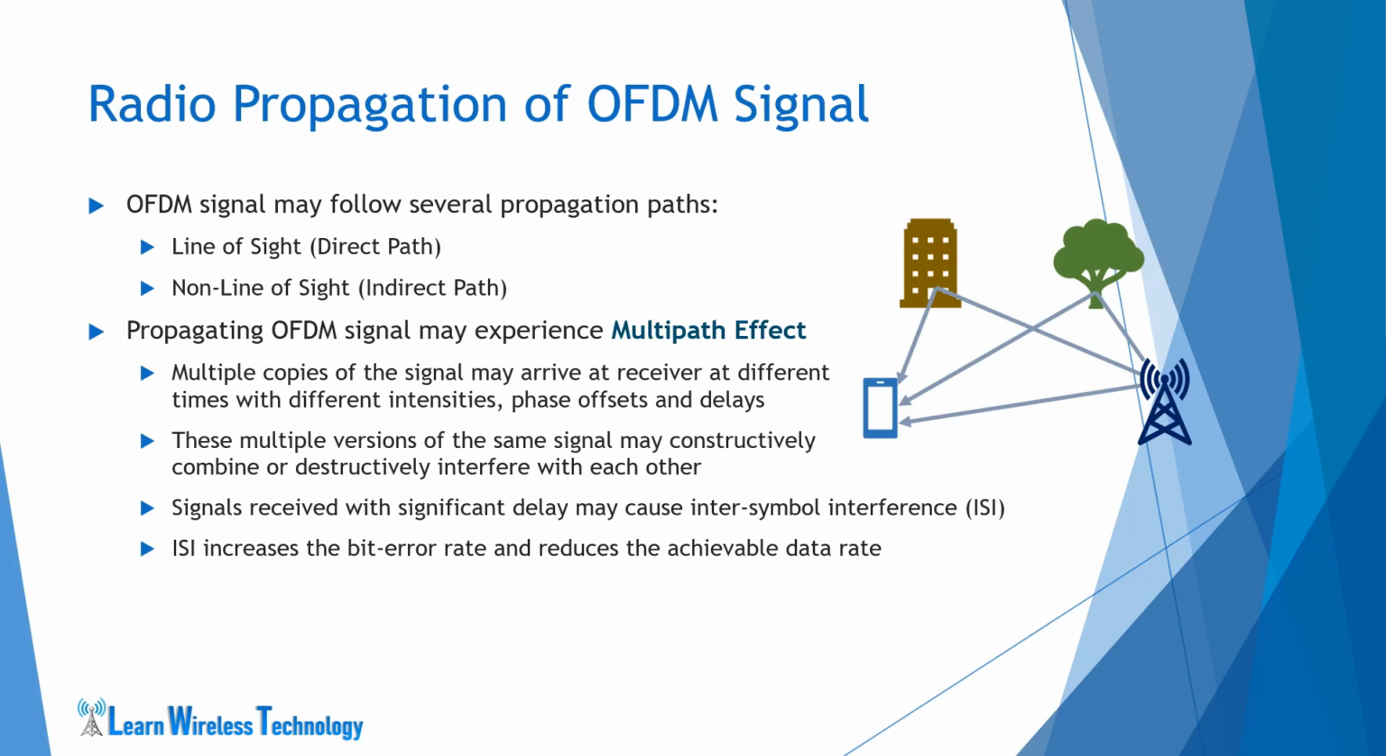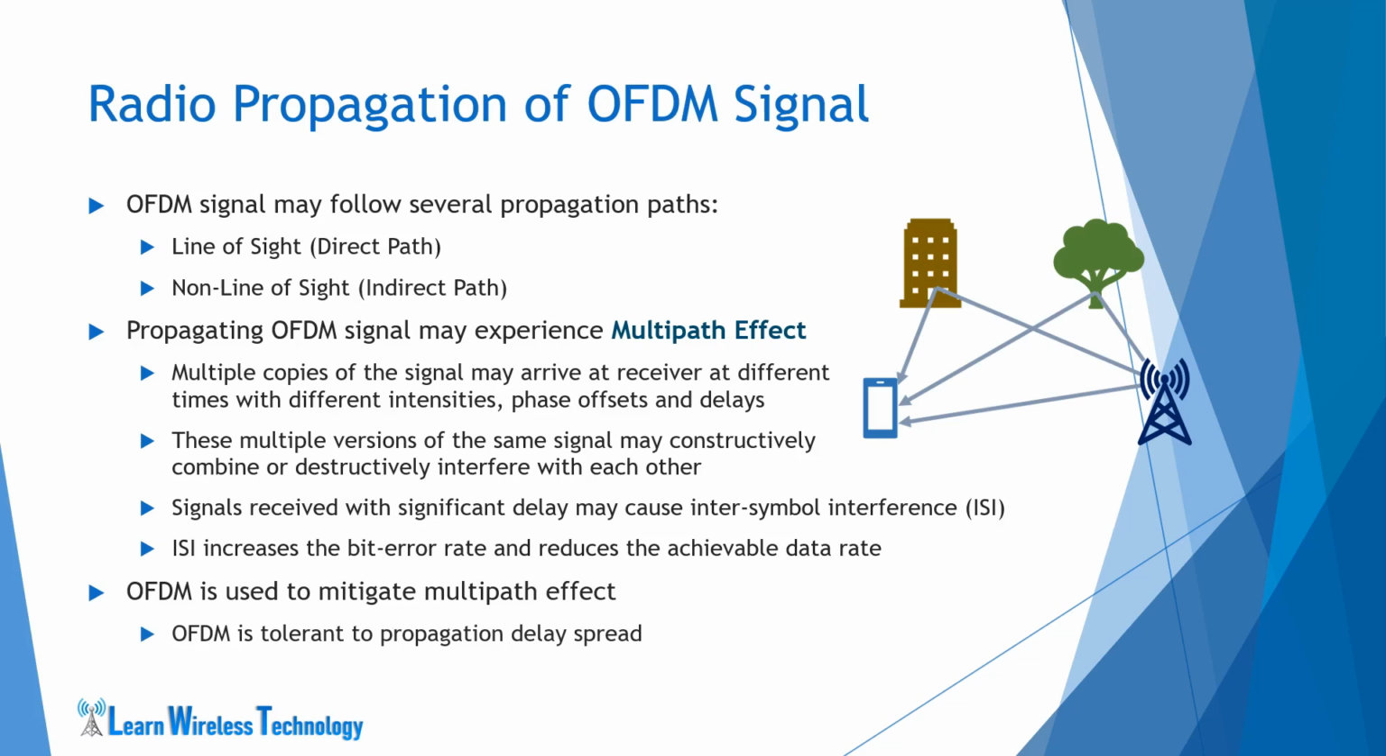Now different cellular technologies use different methods to mitigate the multipath effects. Technologies like FDMA and TDMA use equalizers to minimize the multipath effects, while CDMA uses rake receivers, which combine multiple copies of received signals and result in one strong signal. In case of LTE, it uses OFDM technology, which is tolerant to propagation channel delay spread. It can resist the effects of multipath fading and can eliminate the intersymbol interference caused by multipath. So let's see how it is done.